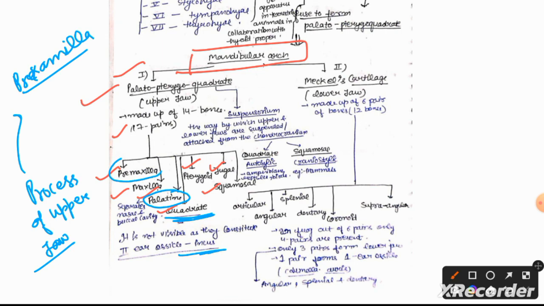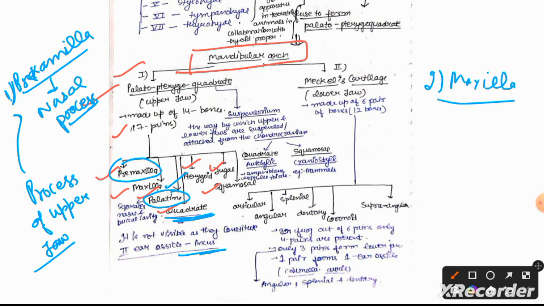Premaxilla has the nasal process, and it is present on the dorsal side, which is covered by the nasal cavity. And the palatine process of premaxilla is covered by the nasal and palatine cavity. Second one will be the maxilla. Maxilla has the nasal process, palatine process, and zygomatic process.